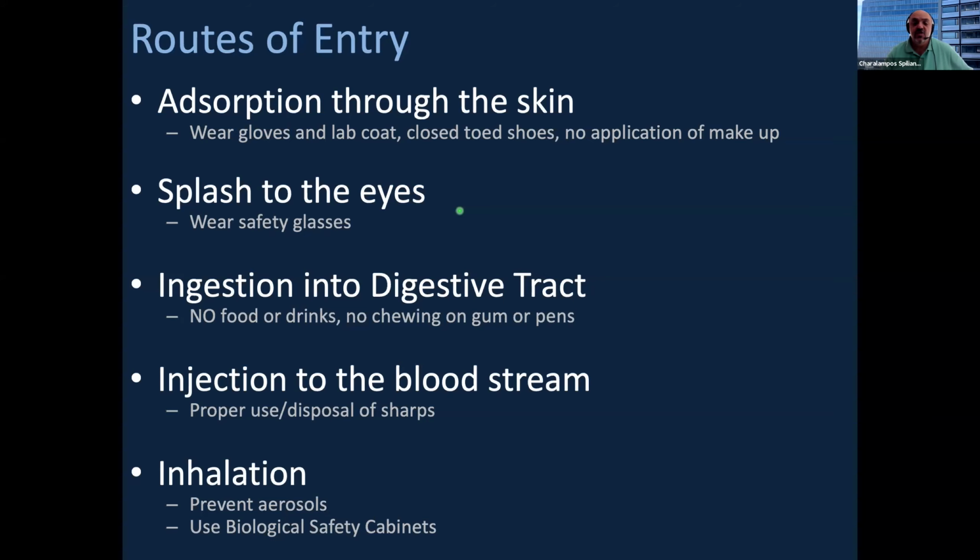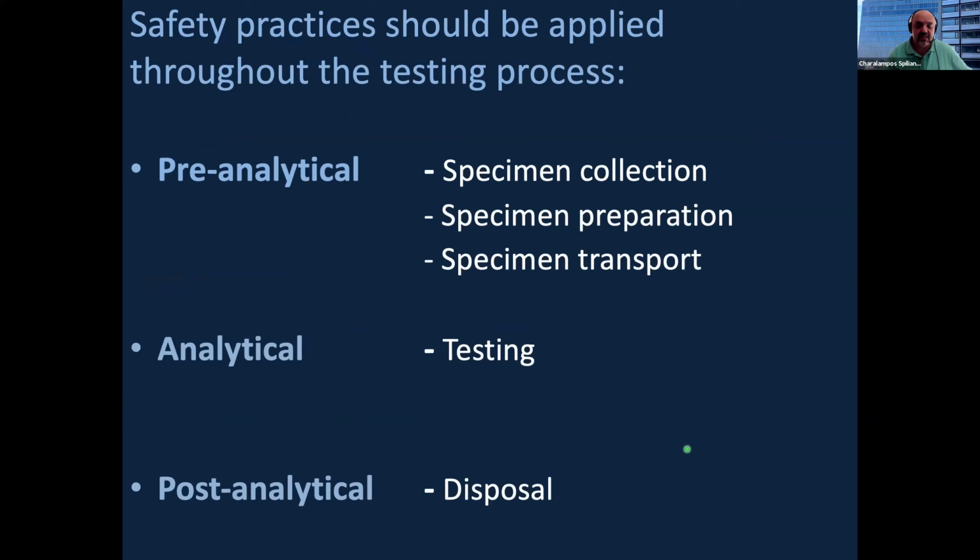Biohazardous materials could be ingested in the digestive tract. That's why we never eat, drink, or smoke in the lab, and food is not allowed in the lab. Injection into the bloodstream, as I said before, is why we need to properly dispose of all the sharps in certain containers. Or a biohazardous material, due to aerosols for example, could be inhaled. And here, certain masks actually could be protective.